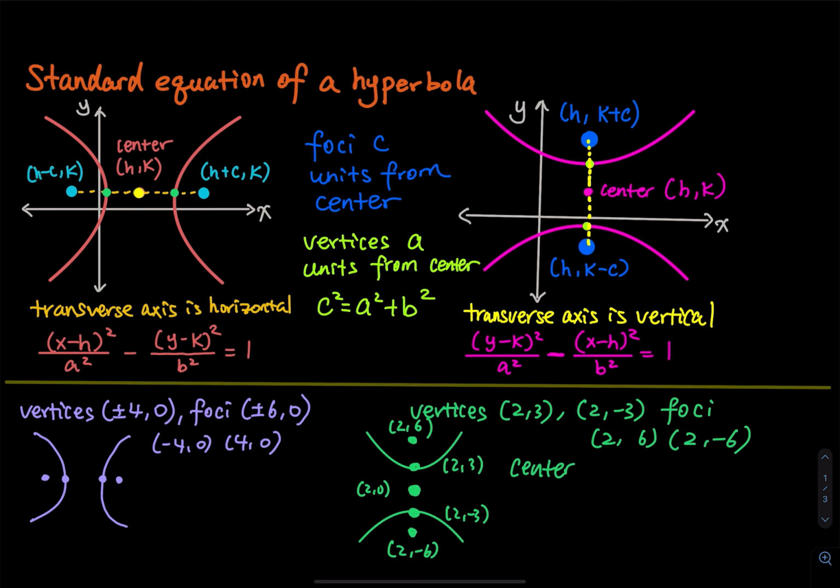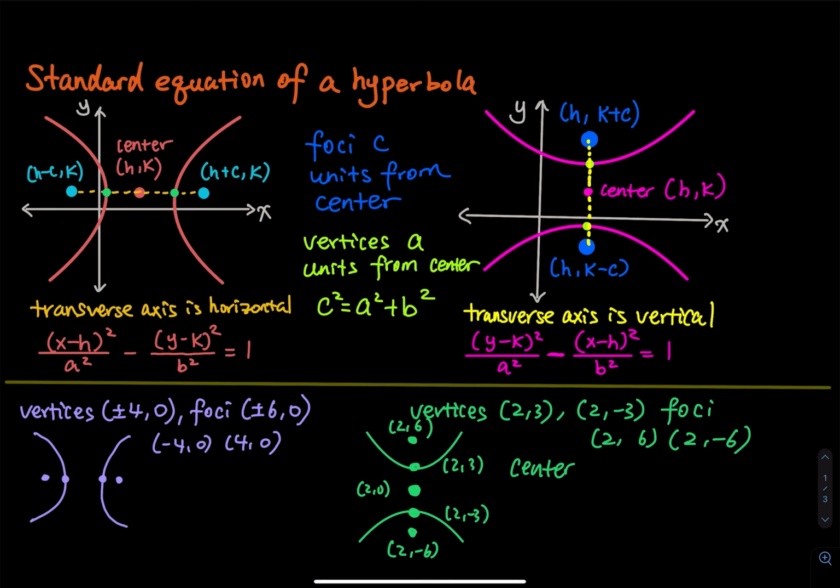So starting at (h, k), add c units, you reach the focus on the right. Subtract c units, you reach the focus on the left. And then the vertices are a units from the center. Starting at the center, you add a units to the x coordinate, you reach this vertex. You subtract a units from h, you reach this vertex. Since this is a horizontal hyperbola, we have a horizontal transverse axis. A hyperbola means you have two branches, one right here and one right there.